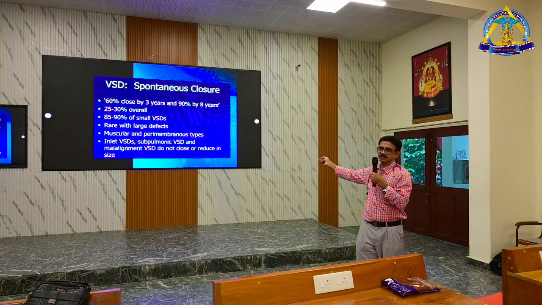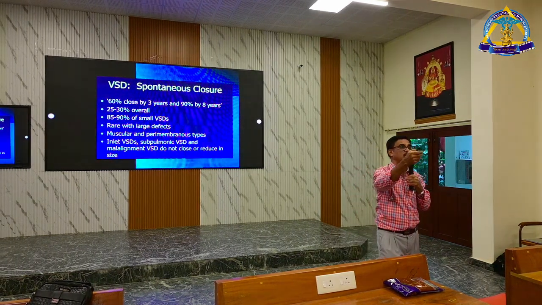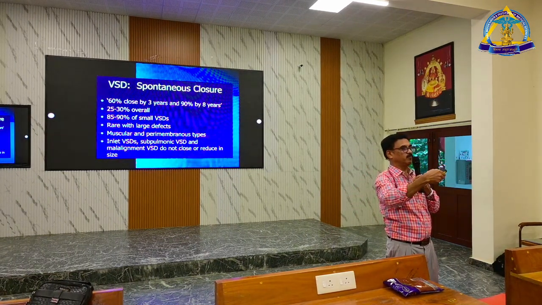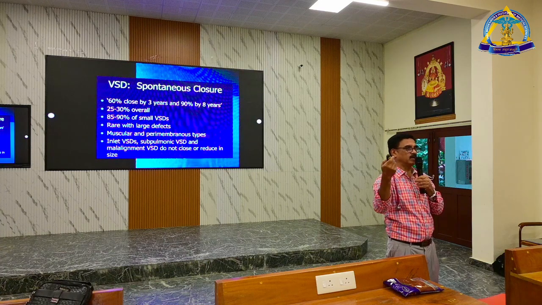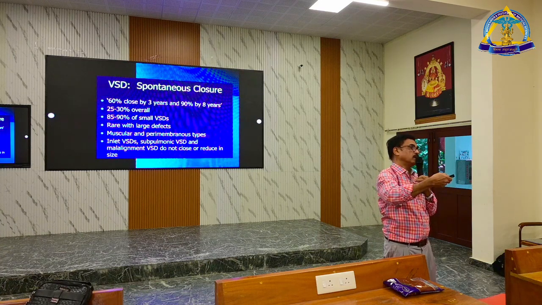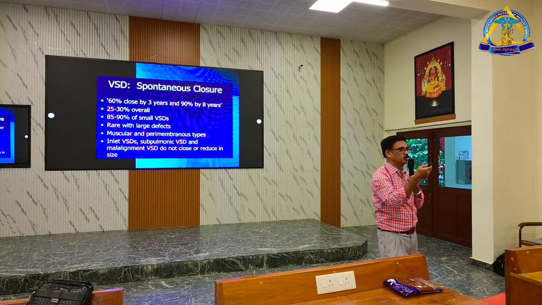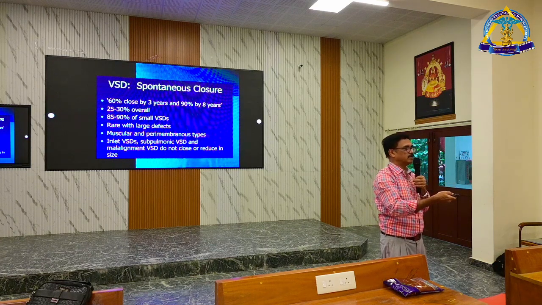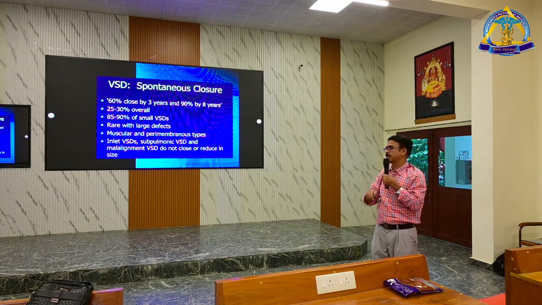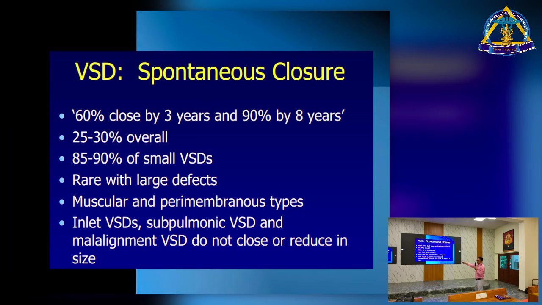And there is an inlet VSD. Classically, you are getting septum primum ASD, inlet VSD, and MR, the combination you are getting in an AV canal defect, atrioventricular septal defect. That inlet VSD is unlikely to close. So these are the VSDs you have to do a surgical correction for. Subpulmonic VSD, inlet VSD, or a malalignment VSD, which is what you are getting in tetralogy of Fallot. These are the VSDs you have to close.